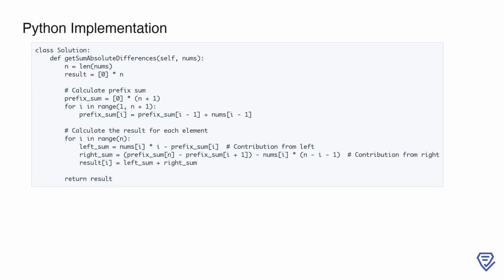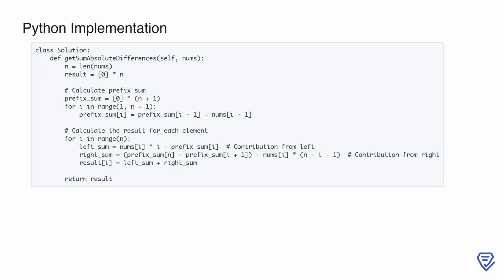2. Building the prefix sum. The prefix_sum array is filled such that prefix_sum[i] contains the sum of the first i elements in nums. This is done iteratively, where each element is the sum of the previous element in prefix_sum and the corresponding element in nums. 3. Calculating the result for each index.